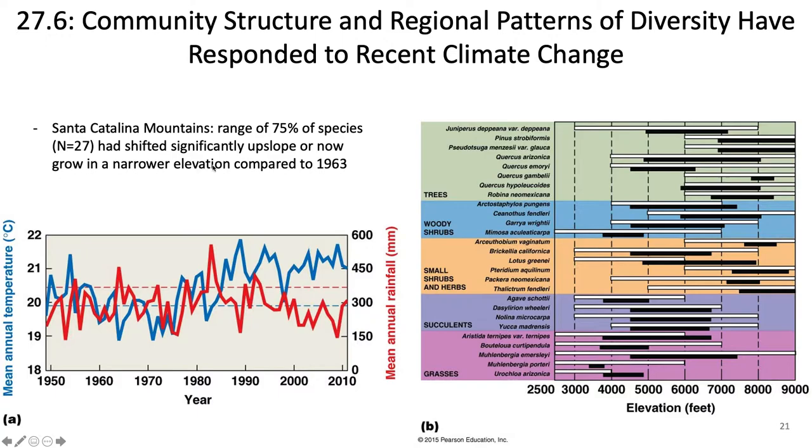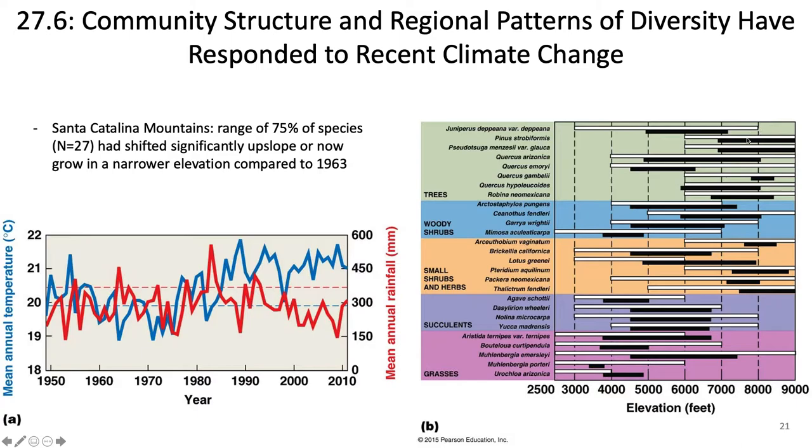So the white bars in this graph are the elevation range data. This is just going out and doing plant quadrat surveys, just like you did for lab, to determine their elevation extent and their distribution. So the white bars are what the distribution was in 1963. The black bars are what the distribution is now. You can see this lotus species has shifted upward in elevation. This one's become more restricted at higher elevations.